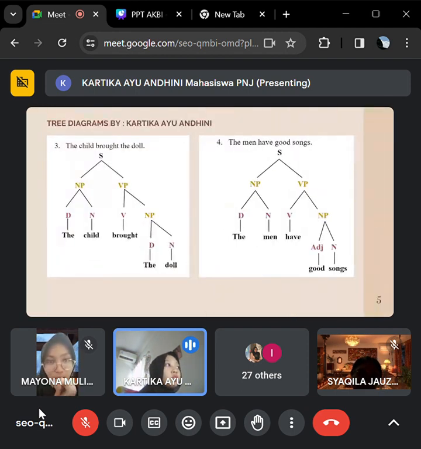And the child opened the door. In the noun phrase, the is determiner, and child is noun. And then in the verb phrase, opened is verb, and in the noun phrase, the is determiner and door is a noun. And the man has good songs. There are noun phrase and verb phrase. The is a determiner, and man is a noun. And then has is the verb, and good is adjective. Songs is a noun.